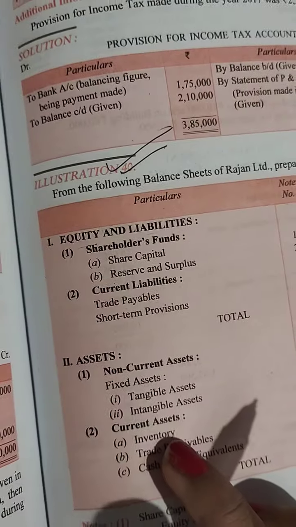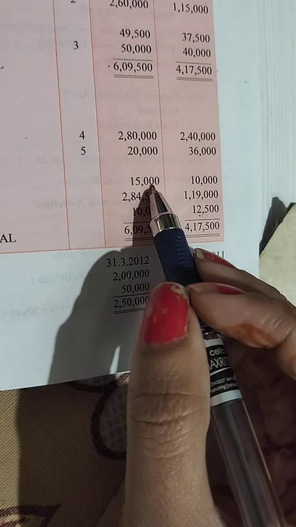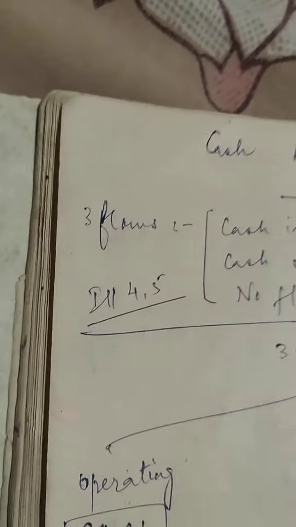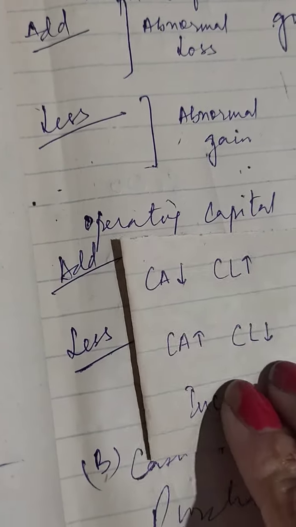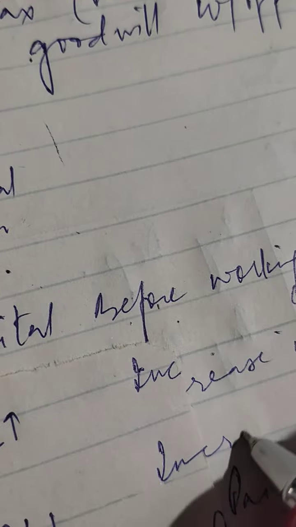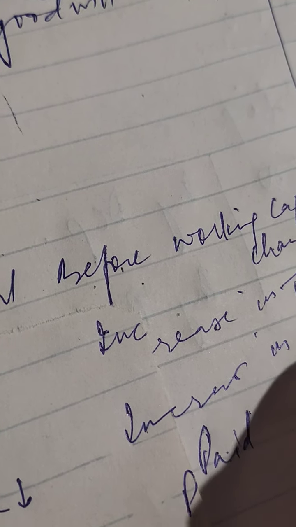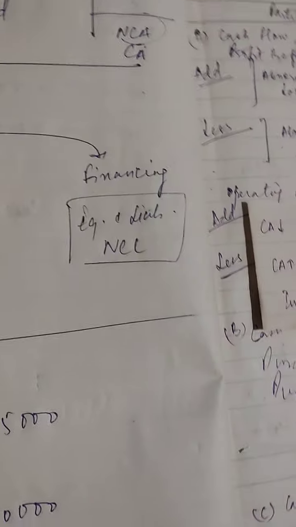Next item, inventory. Inventory is again what? Current asset. Where are current assets to be put? Operating. Please see, last year you had 10,000. This time you have a stock of 15,000. Now it is a gain. Where does a gain have to be put? Less, right? So on the left side I will write that it is an increase in stock or inventory. The amount is 5,000 rupees. So I will put 5,000 rupees on the negative side.